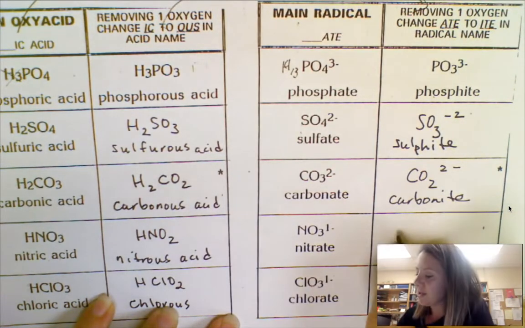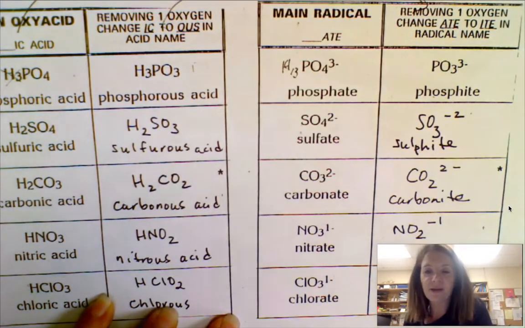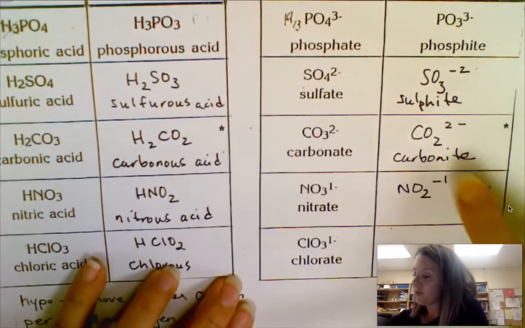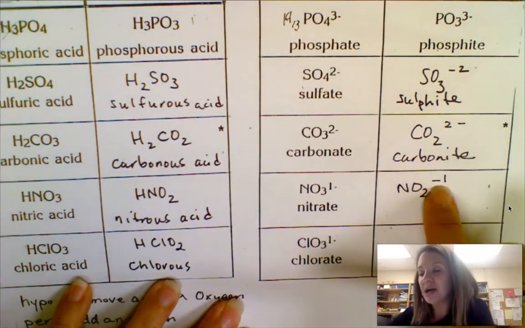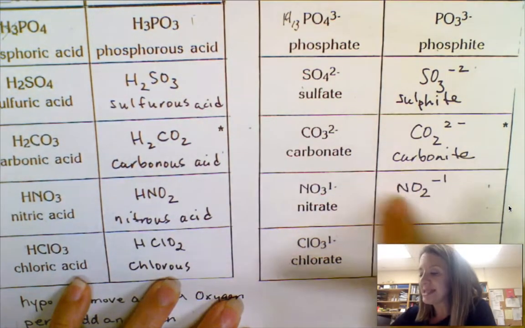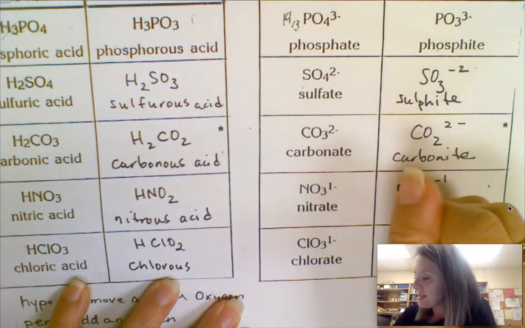If I want to make nitrite, it is NO2 with a charge of -1. Again, if there was no charge there, that would be nitrogen dioxide. But because we have a charge, this makes this a polyatomic ion, which is much different. This is nitrite.